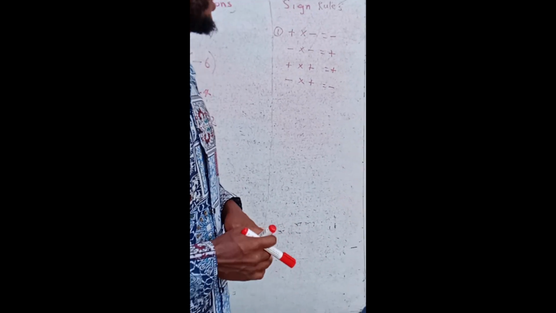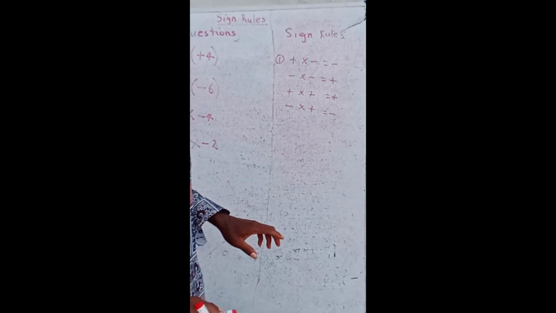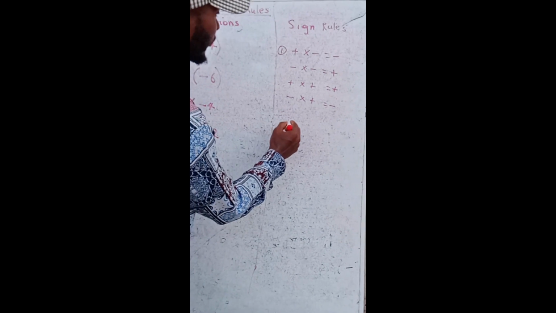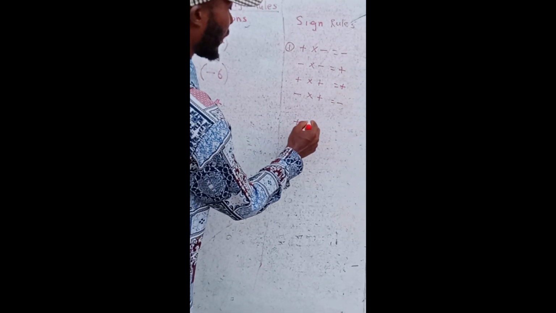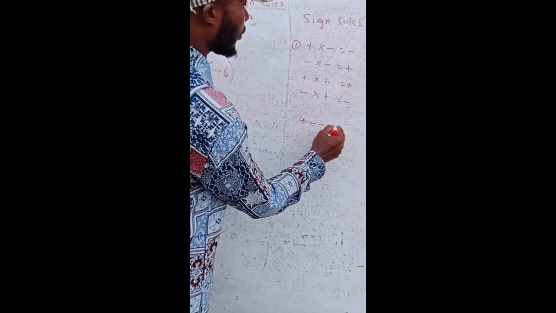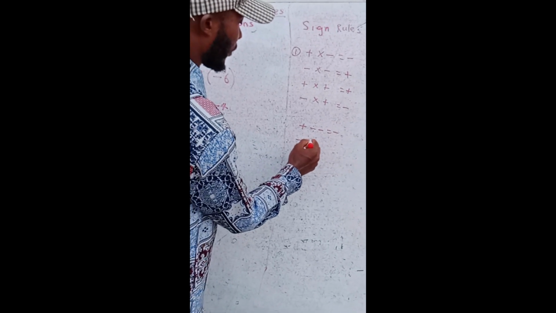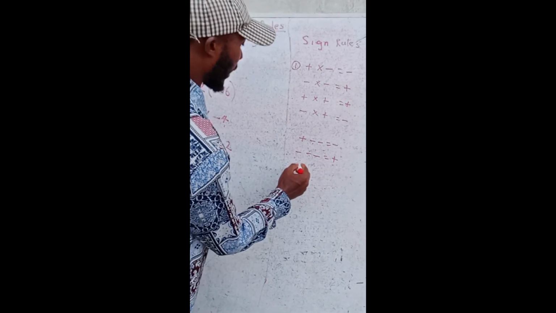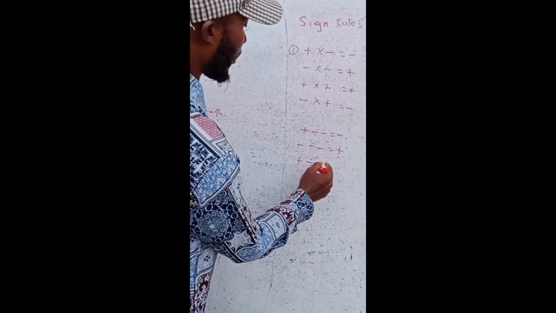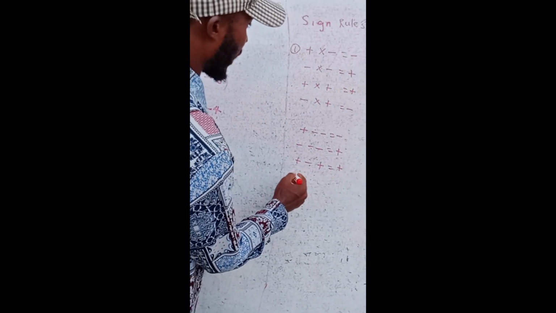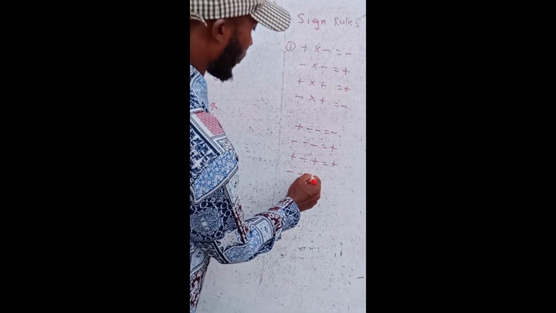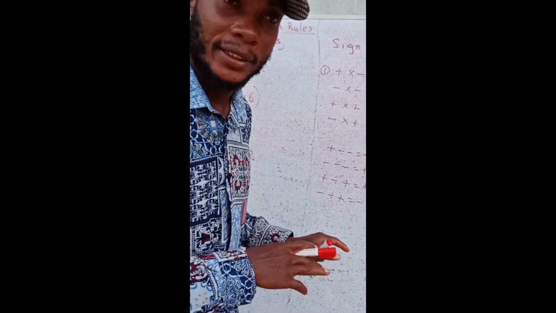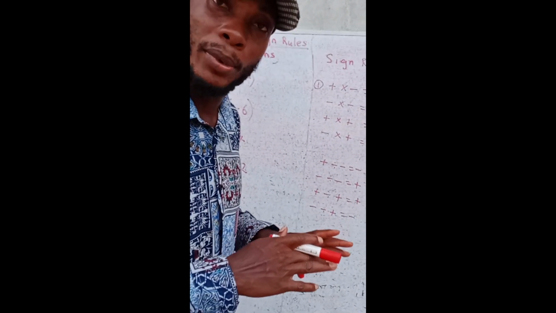It is also applicable to division. We can also say that plus divided by minus is equal to minus. Minus divided by minus is equal to plus. Plus divided by plus is equal to plus. And minus divided by plus is equal to minus. So even when you are dividing, it is the same as when you are multiplying.